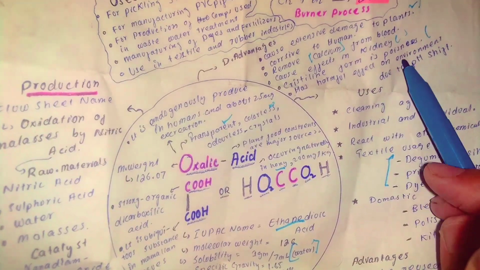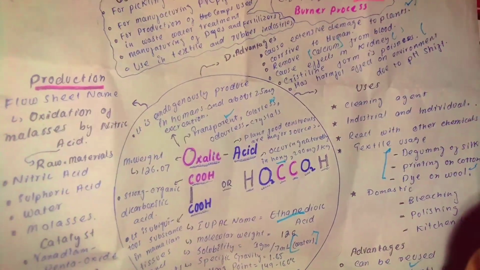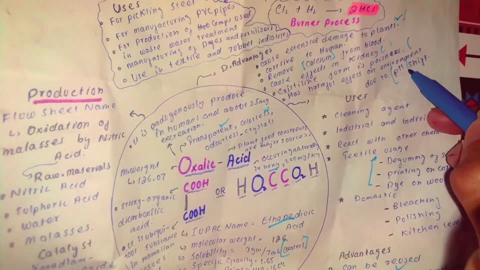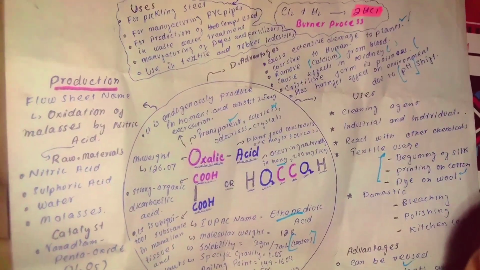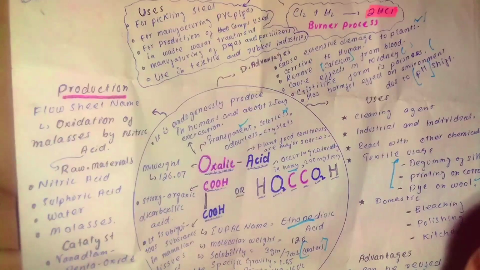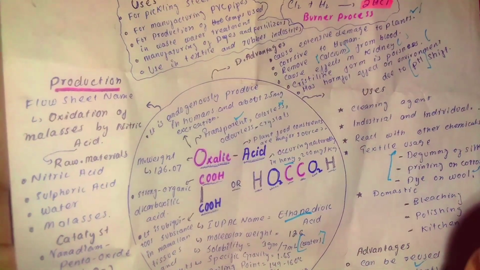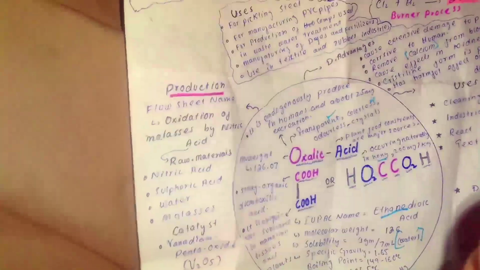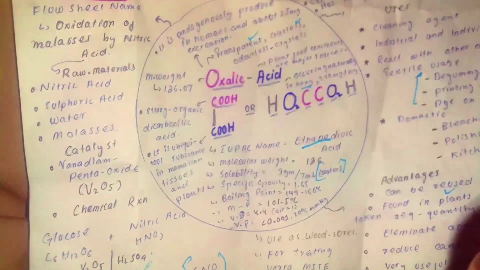It has harmful effects on the environment due to the pH shift. It may have a high or low pH, so the pH shift may be responsible for harmful effects on our environment. So this is all about oxalic acid.